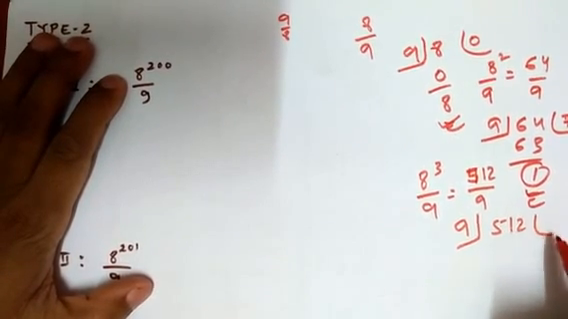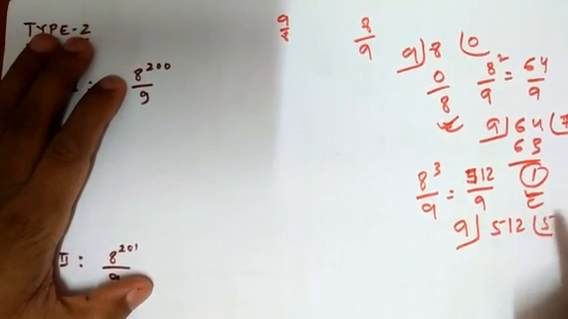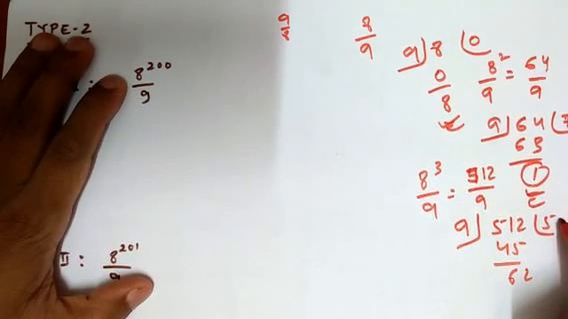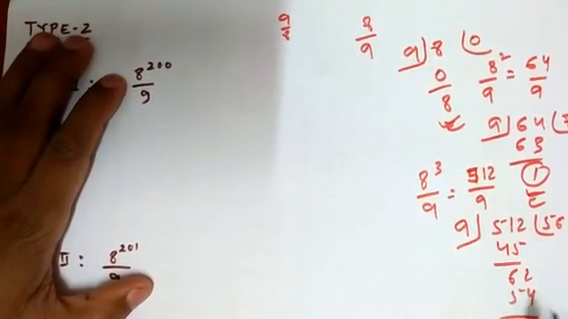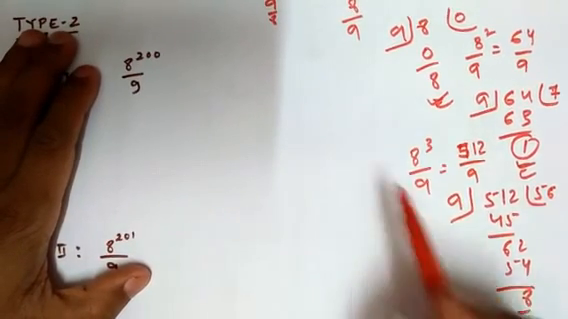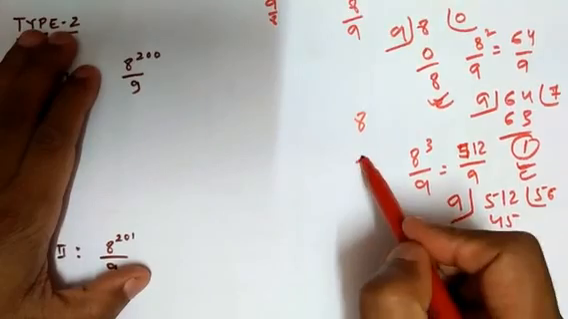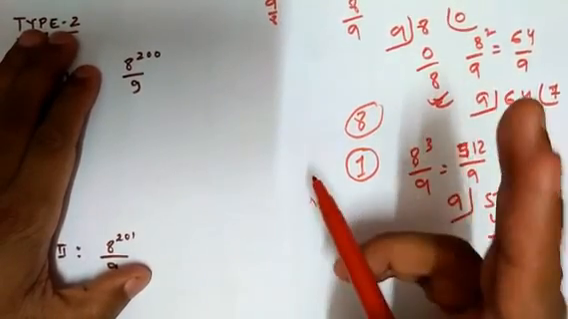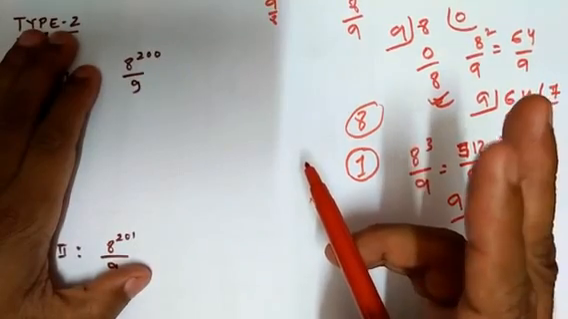Now, 9 5s are 45, that leaves 62, and 6 9s are 54. So the remainder is 8. Now in this case the remainder is coming either 8 or 1. The answer is only 2 possibilities: either 8 or 1.